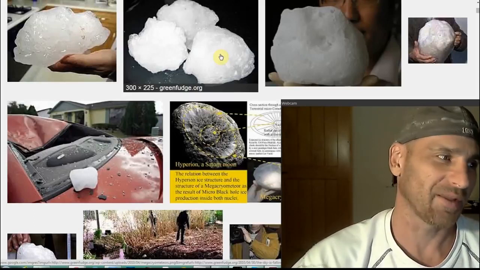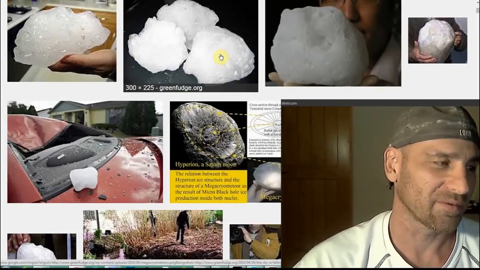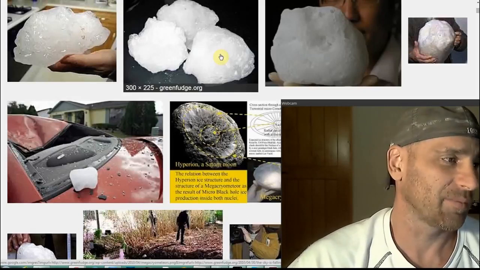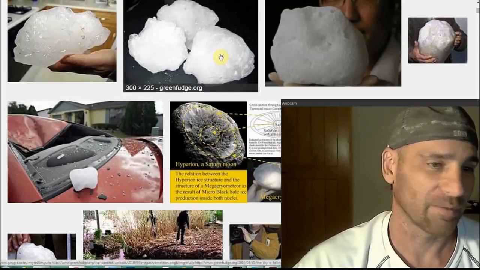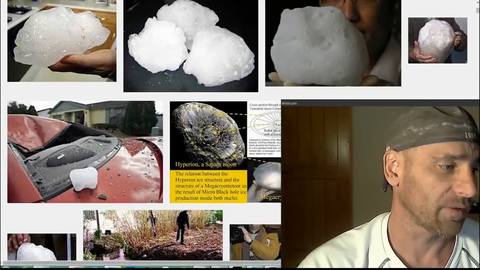We figured out the lunar waves, the linear polarization. We figured out where tektites come from. We figured out where megacryometeors come from. We figured out where the Libyan desert glass comes from. It's amazing. That's great.